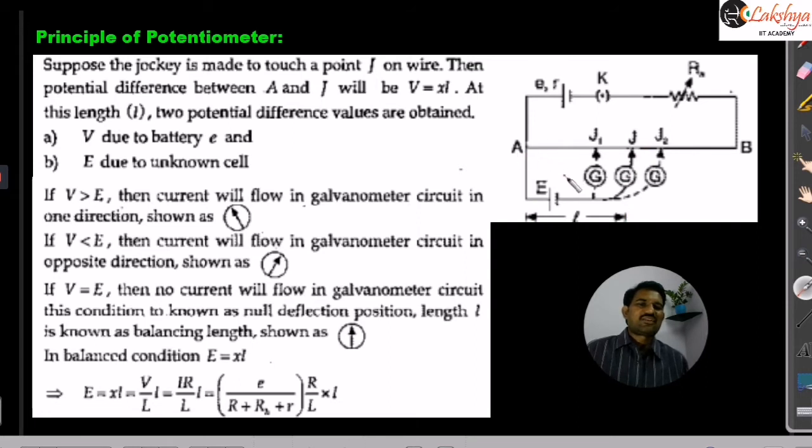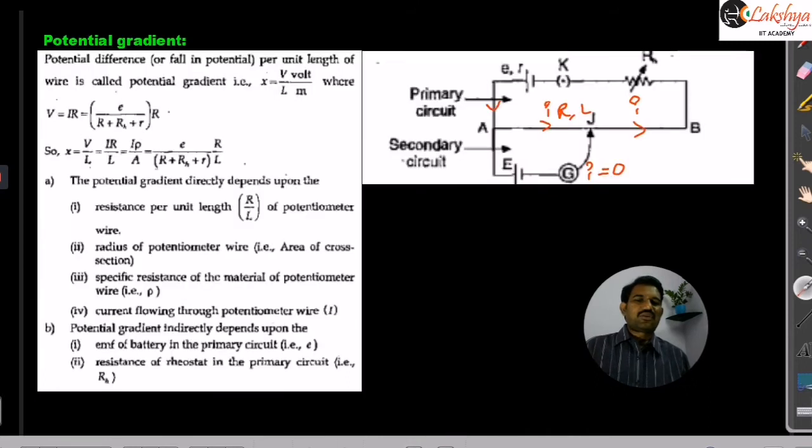Now let us come to the problem which we discussed previously. The galvanometer, this J1 and J2 are indicated. I will explain them later. So first let us discuss this. At the point J, when the jockey contact is made at the point J, the galvanometer indicates 0 reading. So now, when the galvanometer indicates 0 reading, let us come to the problem we discussed previously here.